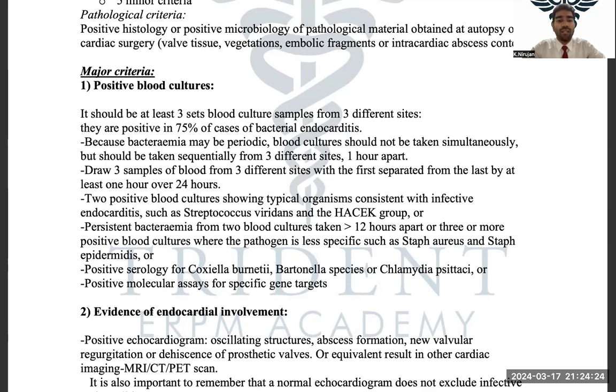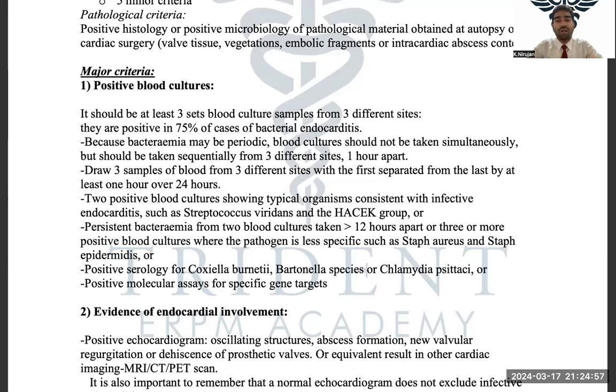Okay. And yeah, so blood culture positivity means, out of the 3, if you have 2 positive cultures, you call it blood culture positive for a typical organism. Or else, if there's a persistent bacteremia from more than 2 cultures, that means 12 hours apart, you take cultures, and if it grows a particular organism, you can take it as blood culture positivity. So for you to call blood culture positivity, either 2 cultures should be positive for a typical organism out of 3, or persistent culture positivity for a pathogen.